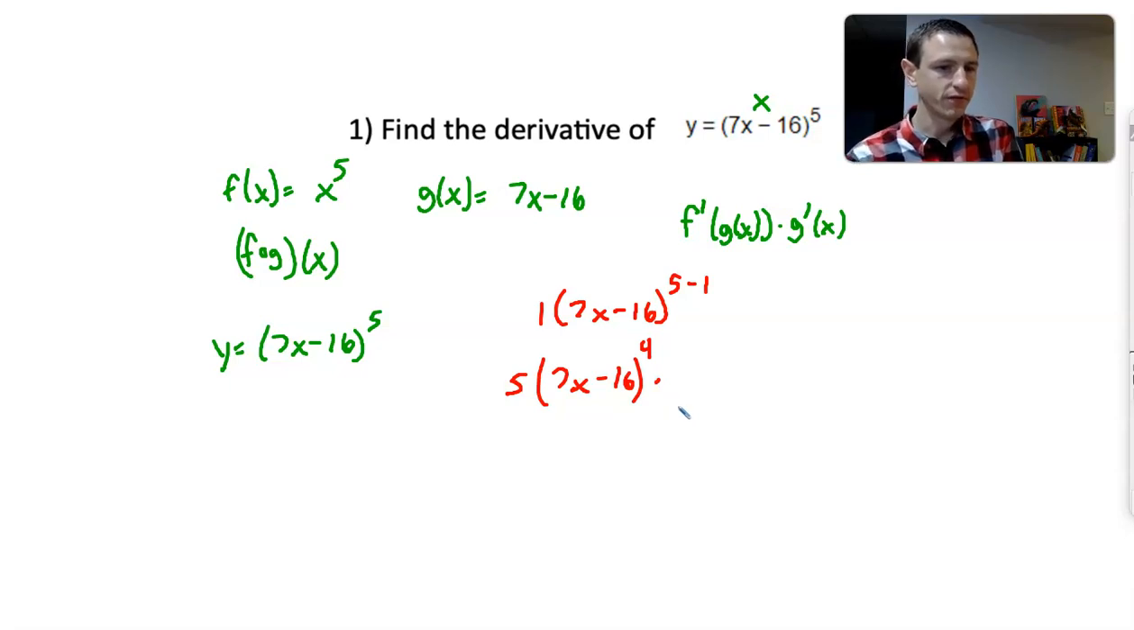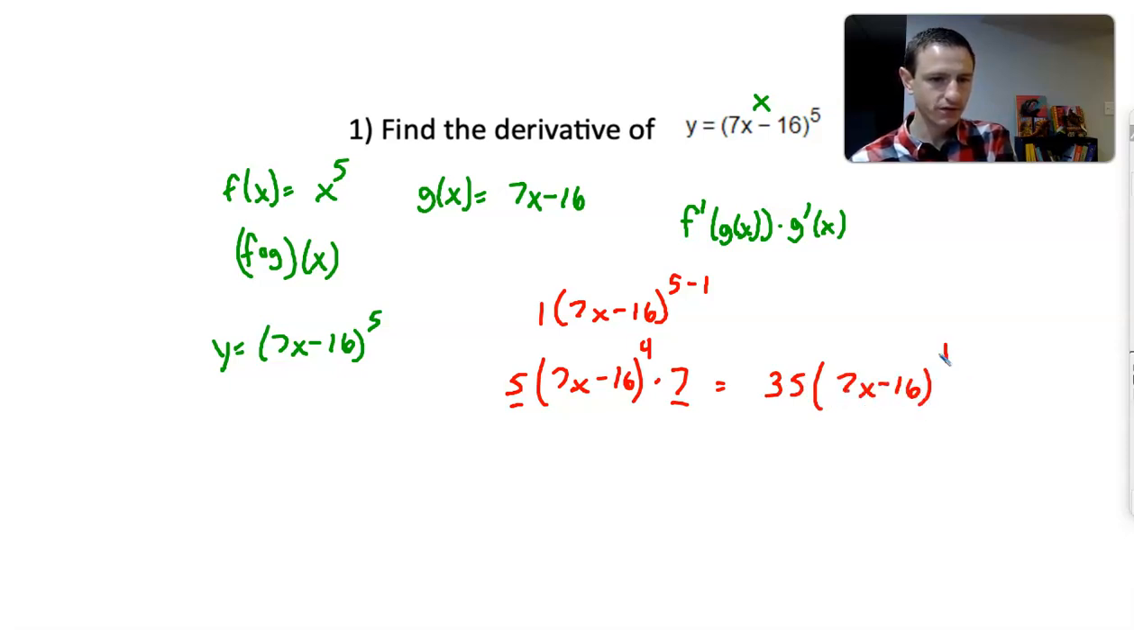Times the derivative of the inside of the function, which is going to be the derivative of 7x. The derivative of 7x is just 7. So 5 times 7 for the outside here. So I do 5 times 7, which is 35. And then we have (7x minus 16) raised to the fourth.